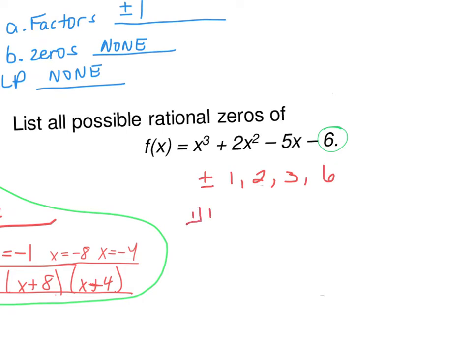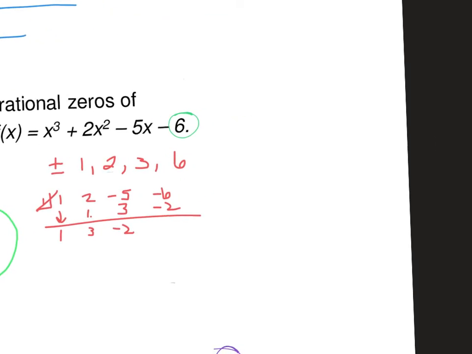My coefficients are 1, 2, -5, and -6. So bring down the 1. 1 times 1 is 1. 2 plus 1 is 3. 3 times 1 is 3. -5 and 3 is -2. -2 and 1 is -2. Does this give me 0? No. Okay, go to the next one.